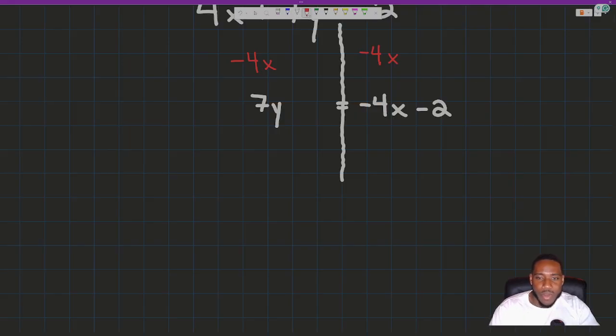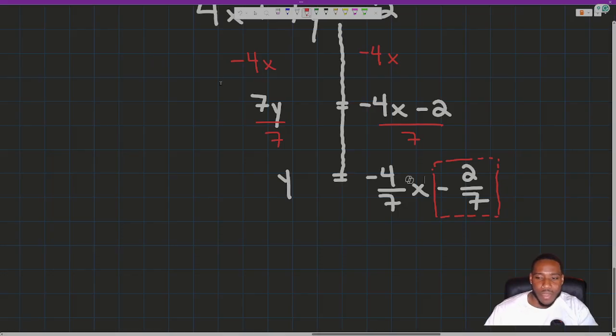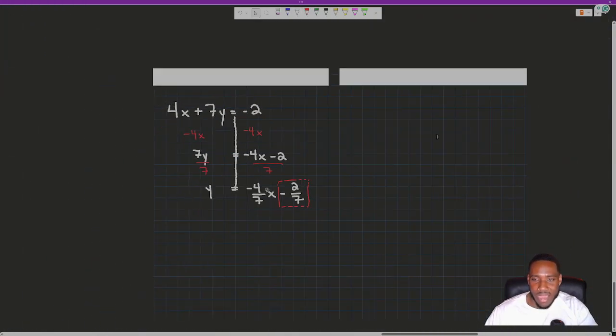And so the last thing we're going to do is divide everything by 7. And we end up with y is equal to -4/7 x minus 2/7. They're asking us about the y-intercept here. And so we just proved algebraically that that is going to be a -2/7. That's going to be a negative number value.